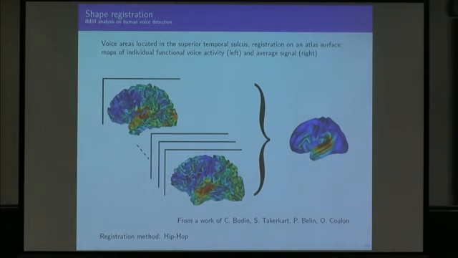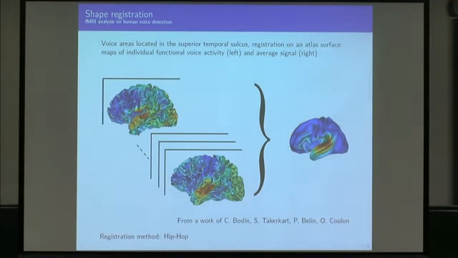So I'm currently working in a neuroscience institute, so it gives me a great window on medical imaging. And so I thought that I would introduce this talk with this work on functional voice activity. So you have here on the left individual maps of activation in the brain when the human hears a human voice. And to analyze this type of data, they have to register all these individual maps on an atlas.